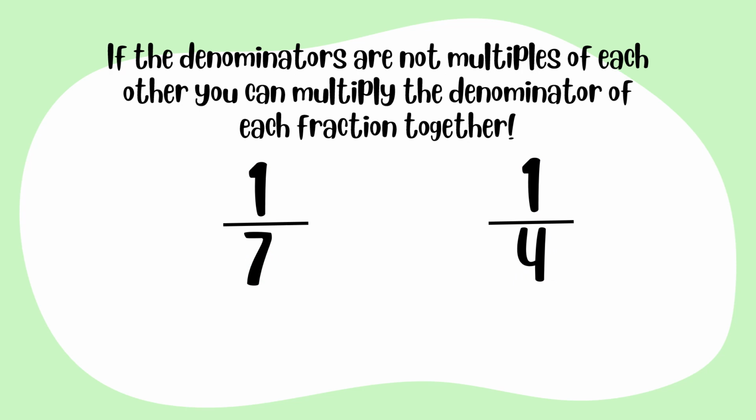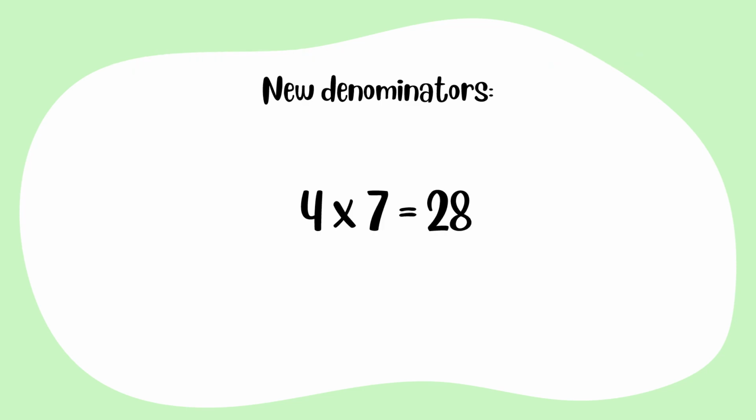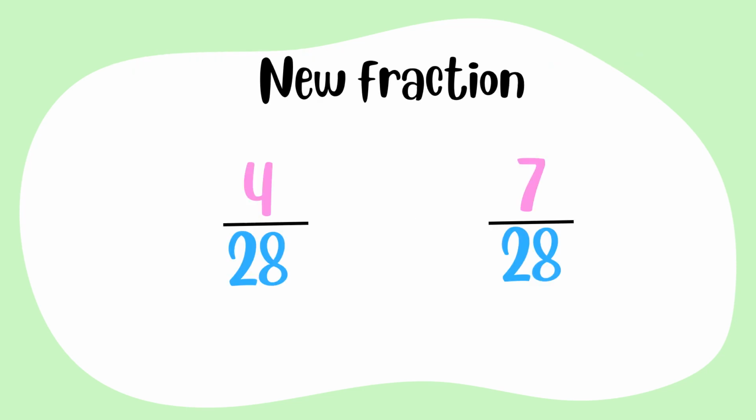Here's another example: 1/7 and 1/4. 4 times 7 gives us 28. The equivalent of 1/7, which was originally on the left, is now 4 over 28. And the equivalent of 1/4, which was originally on the right, is 7 over 28.